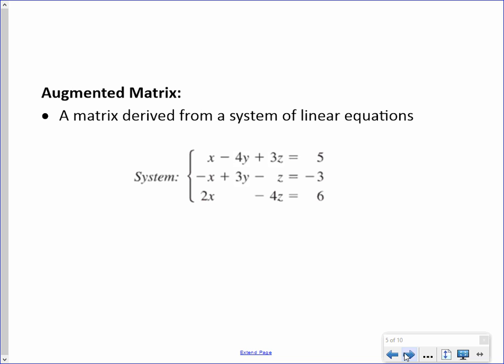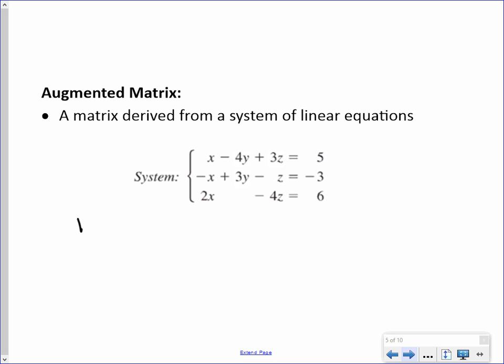Now the thing about the augmented matrix is you're going to take a system, and just by looking at the system, you should be able to tell what the dimensions of your matrix are going to end up being. We're going to have 3 rows, and then when I look at the different types of terms, I'm going to have a column for x, a column for y, a column for z, and an additional column for that constant on the other side of the equation. So that would be a 3 by 4.